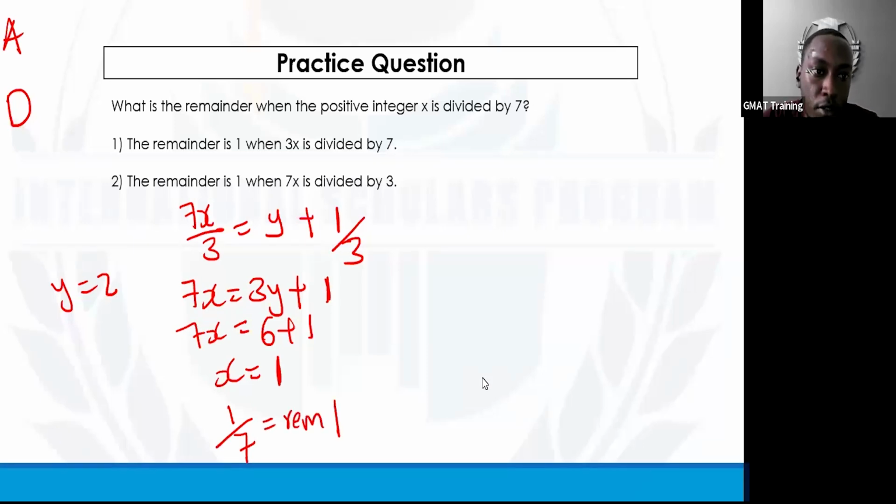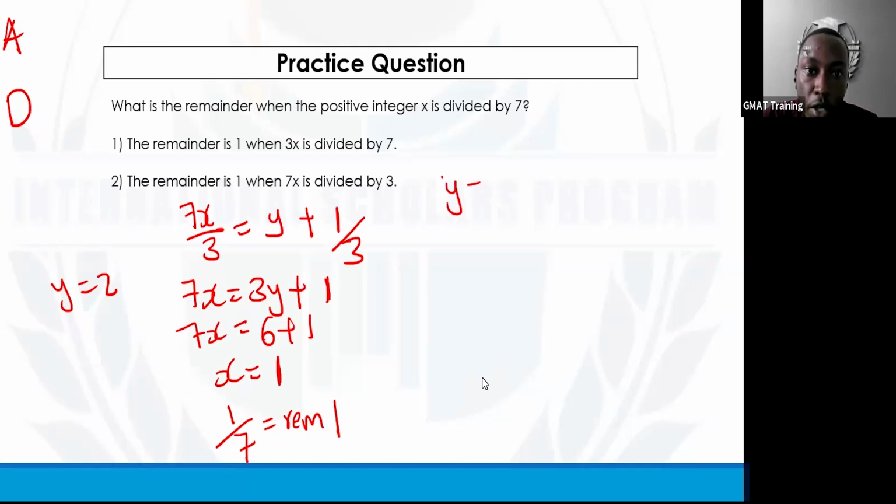So when y is 2, the remainder is 1. When y is 3, it will be 9 plus 1, which is 10, not possible. 4, 12 plus 1, 13, not possible. 5, that's 15 plus 1, that's 16, not possible. 6 will be 18 plus 1, 19, not possible. 7 will be 21 plus 1, which is 22, not possible too. 8 will be 24, 25, not possible. 9 will be 9 times 3, that's 27, plus 1, 28. That's a multiple of 7.